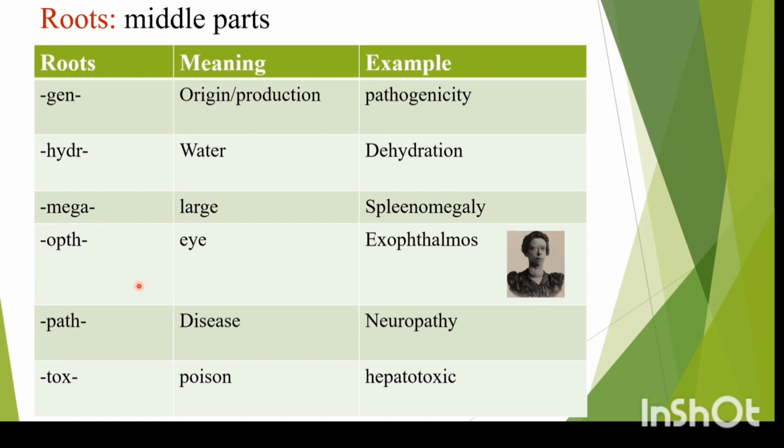Next one is opt. Opt means eye. Example, exophthalmos. That means the bulging of the eyes condition is called exophthalmos. Next one is path. Path means disease. Example, neuropathy. That means the disease of the nerves is called neuropathy. Next one is tox. Tox means poison. Example, hepatotoxic. If any chemical or substance is poisonous to the liver, that condition is called hepatotoxic condition.